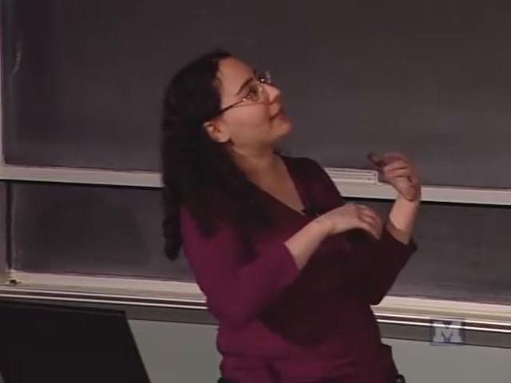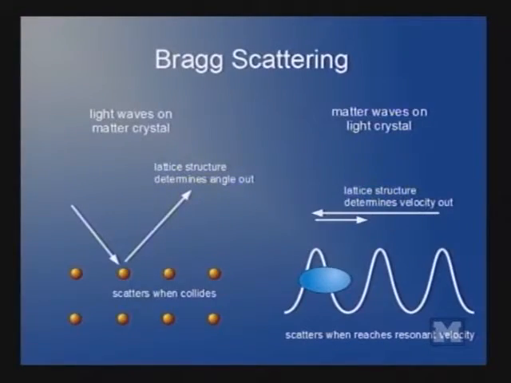So let's go back to Bragg scattering. Here's basically our Bragg scattering diagram from before. We have a matter crystal, a periodic spacing of particles, and light shines onto it, scatters off of it, and the lattice periodicity, the shape of the lattice, determines the angle at which the light comes out. Well, similarly, we can have a periodic structure that's our optical lattice, and we can scatter matter waves off of it.